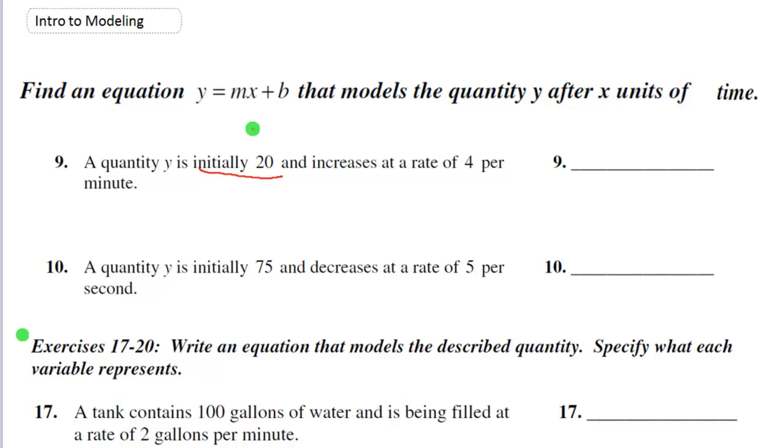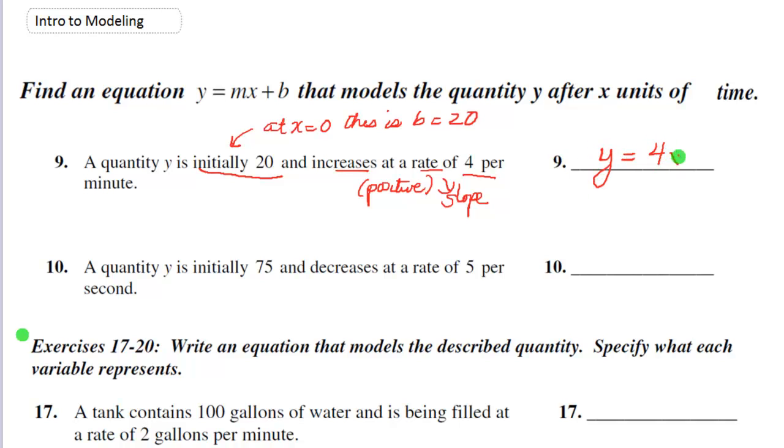4 per minute. So this initial quantity y, that's when no time has happened. So this is the initial time. So this is your y-intercept. So this is b. So b is 20. Because it tells us that it's increasing, then we know that our slope is going to be positive. And the rate tells us that that's slope, the word rate, 4 per minute. So we're going to write y equals 4x plus 20. And that's going to model this particular problem.